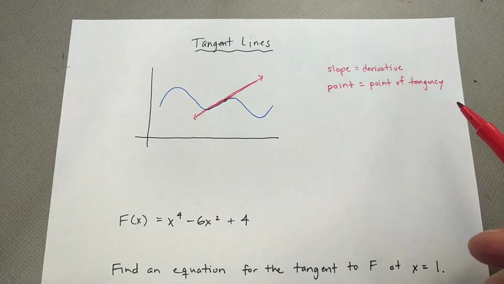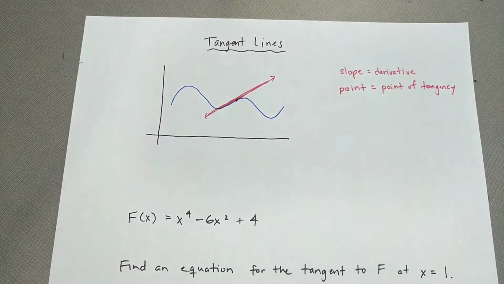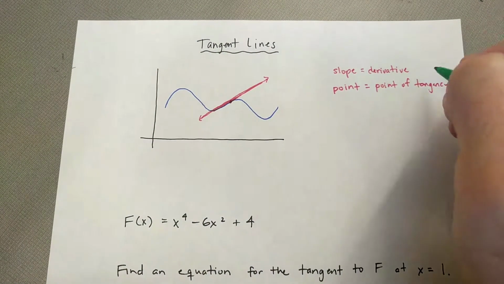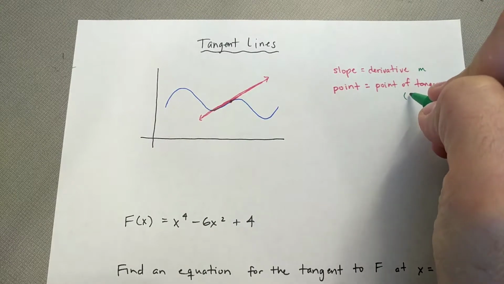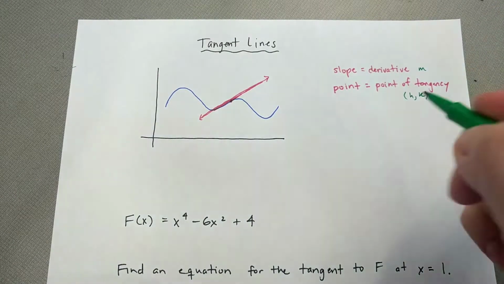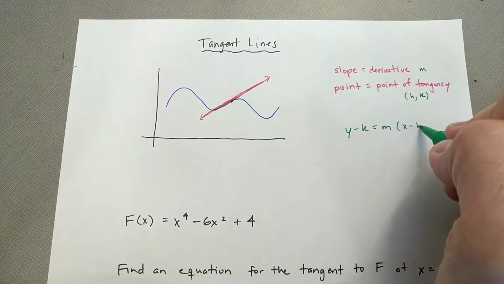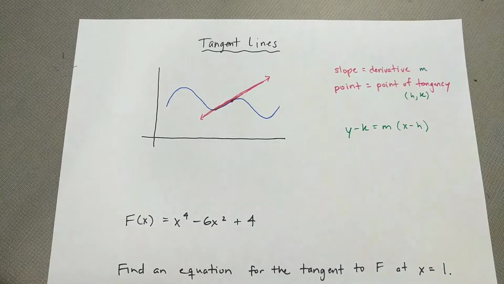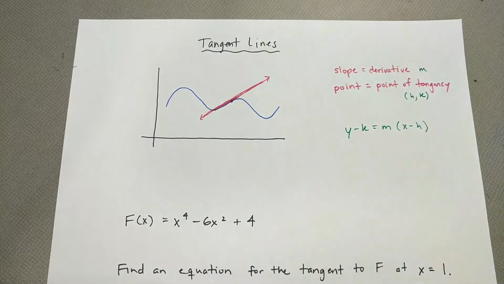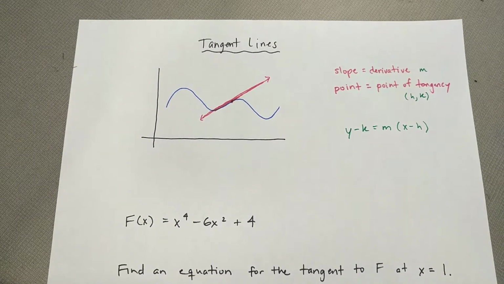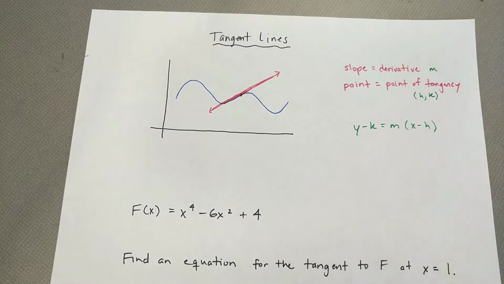And so once we know those two things, if we call this m and we call this h comma k, then we could write the equation of the tangent line using point slope form or transformation form. This is just a transformation. So that's something we can do here, and that's why it makes sense that we're finding tangent lines in this calculus class and using derivatives. So let's take a look at a specific problem that we'll deal with here.